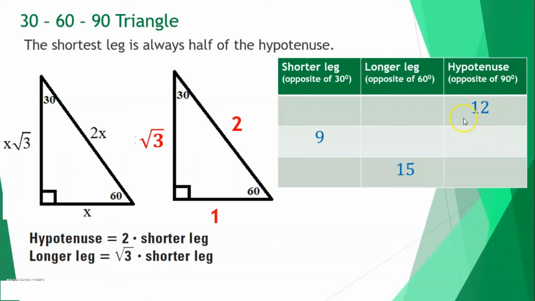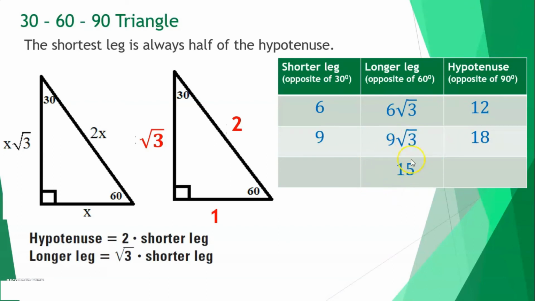Now, if the hypotenuse here is 12, the shorter leg would be half, which is 6. The longer leg is 6 square root of 3. Now, if the shorter leg is 9, then double it to get the hypotenuse, which is 18. And the longer leg is 9 square root of 3.